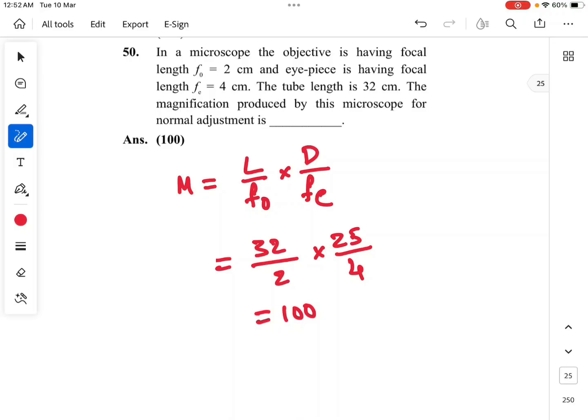Somebody might be questioning themselves, what is this normal adjustment? There are two kinds of adjustments, and the formulas will be different for normal adjustment and relaxed adjustment. So for that you need to read the theory of the microscope, understand and remember the formula. Most of the microscope or telescope questions will generally be done with just the formula, but students are skipping this kind of topic.